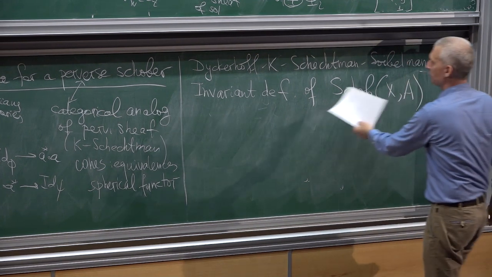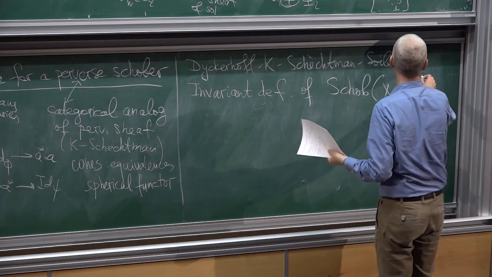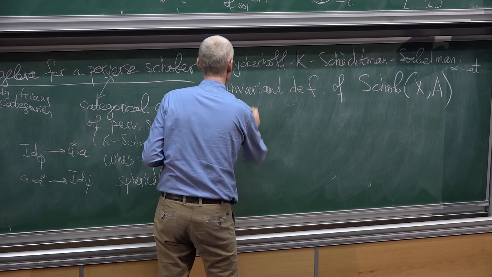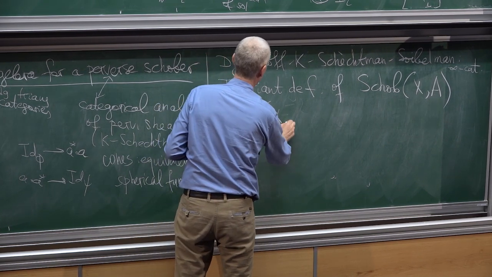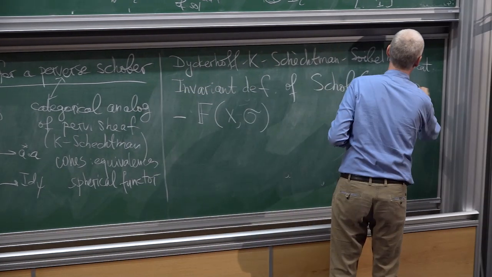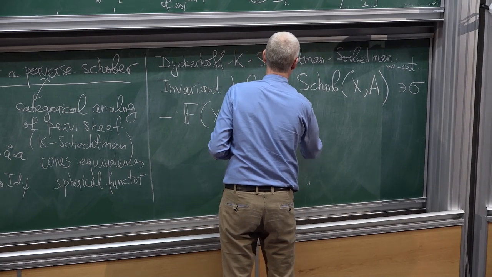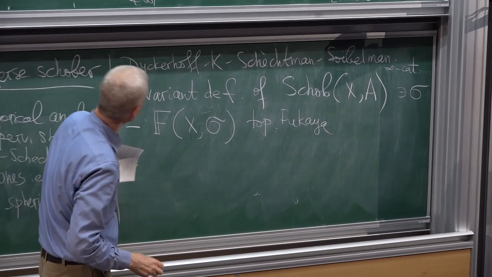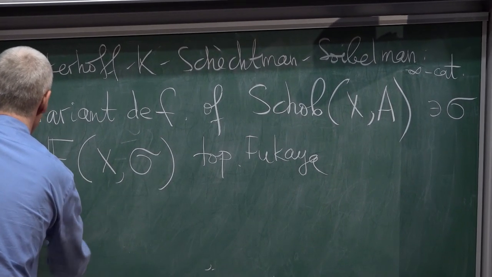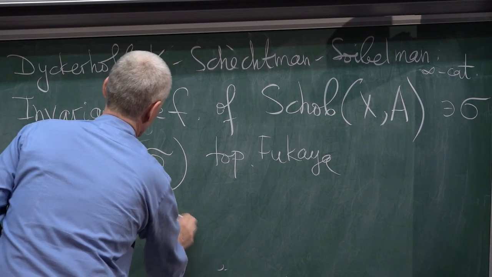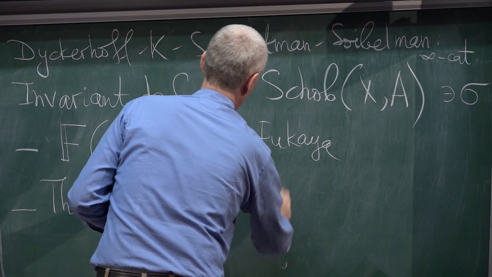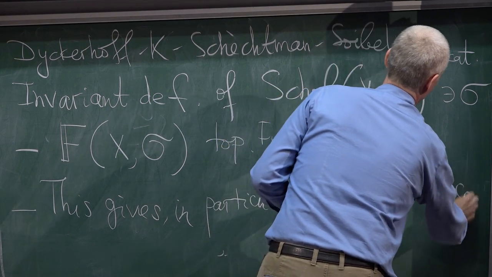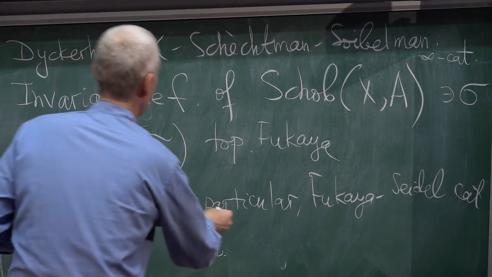So since objects of this thing are certain categorical data, this itself should be an infinity category. Invariant definition of this and of the analog of the cohomology, which we call the topological Fourier category of X with the coefficient in Schober, topological Fourier. And in particular, the Fourier-Seidel category is obtained in this construction. So this gives, in particular, the Fourier-Seidel category associated to a superpotential.